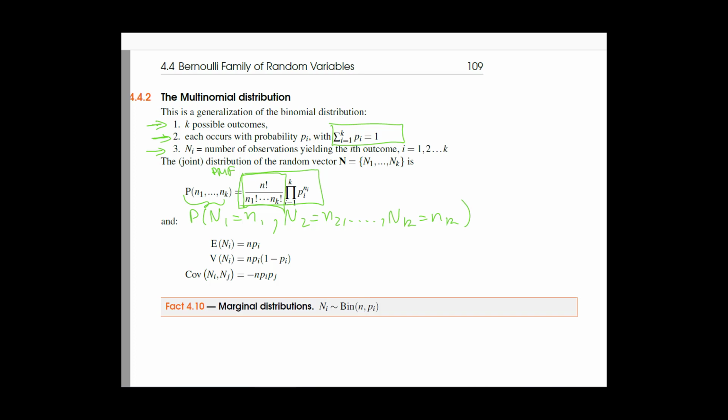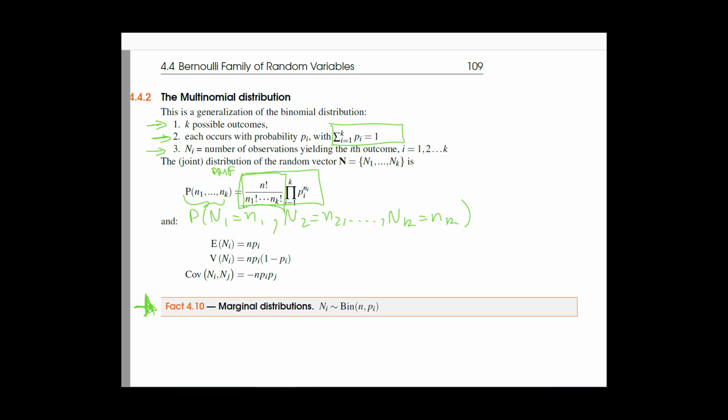Okay, and then these are the things we need to know about the multinomial. It's expected value invariance, so the same as the binomial if you think about it, right? And it's because of this fact that we're not going to prove, that the marginal distributions are all binomial. So we don't need a fancy proof. It's just, again, by looking at the experiment.